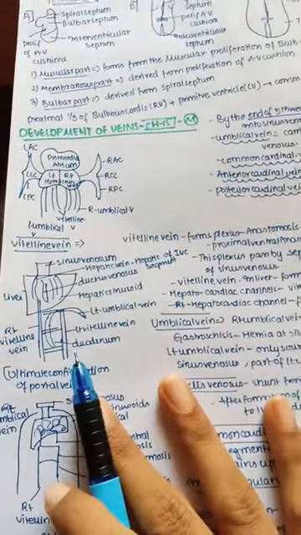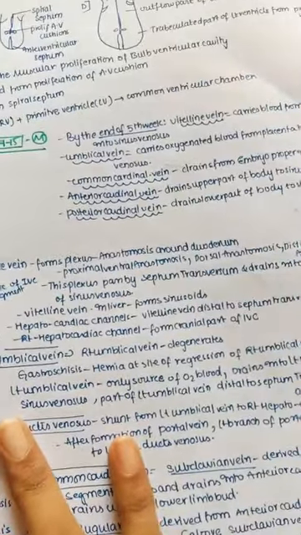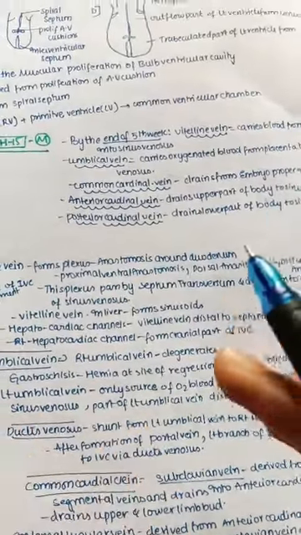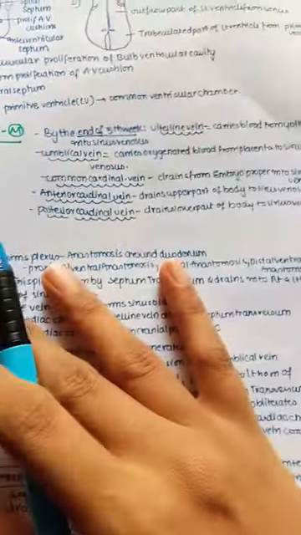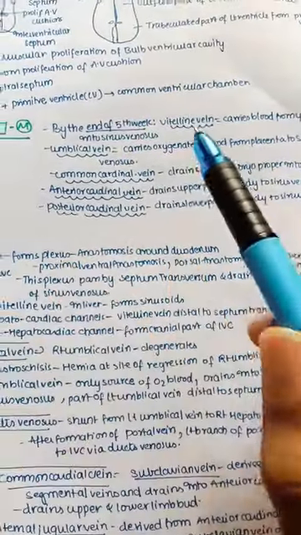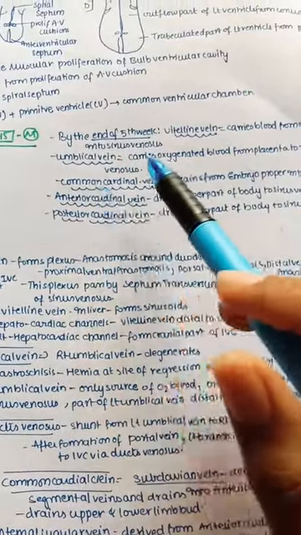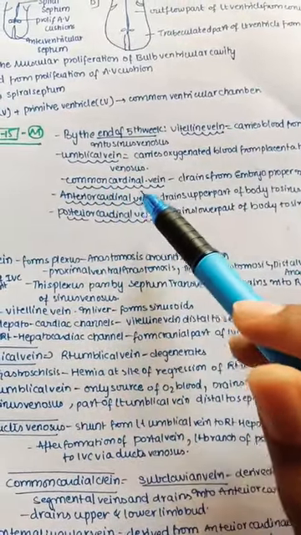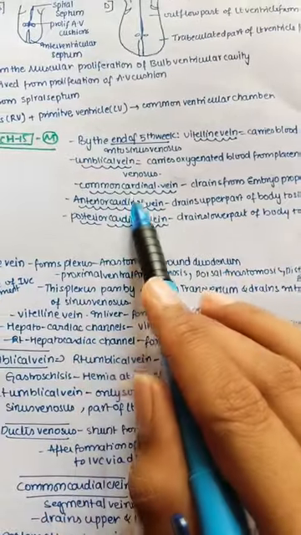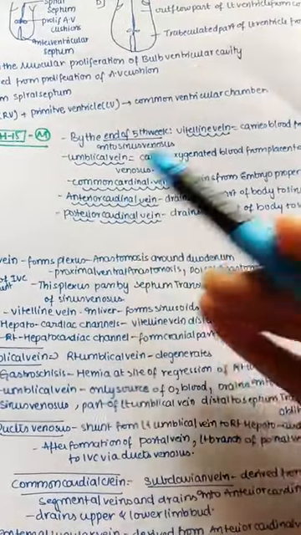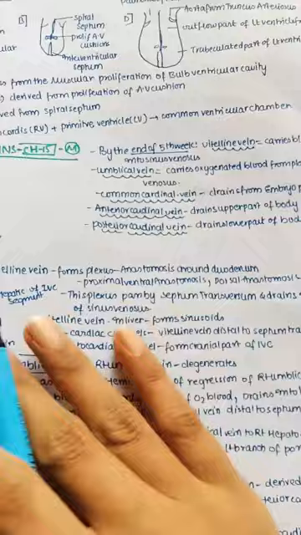Now let us move on to the development of veins, how the veins are developed, the different kinds of veins. Actually, the development of veins starts by the end of the 5th week. We have mainly these major kinds of veins: vitelline vein, umbilical vein, common cardinal vein, anterior cardinal vein. The common cardinal vein is formed by the fusion of the anterior cardinal vein and the posterior cardinal vein.